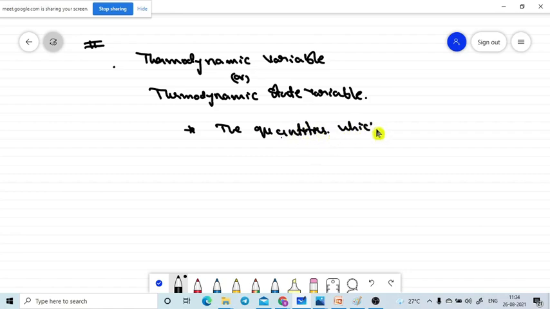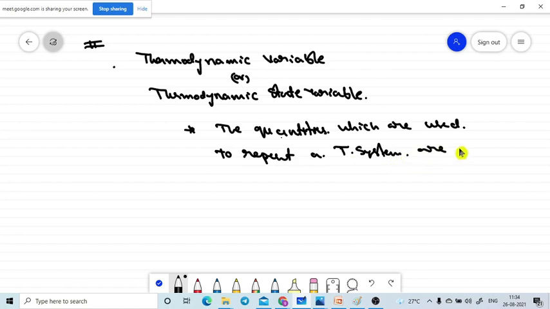which are used to represent a thermodynamic system are known as thermodynamic variables, or thermodynamic state variables. So let me introduce a small example.